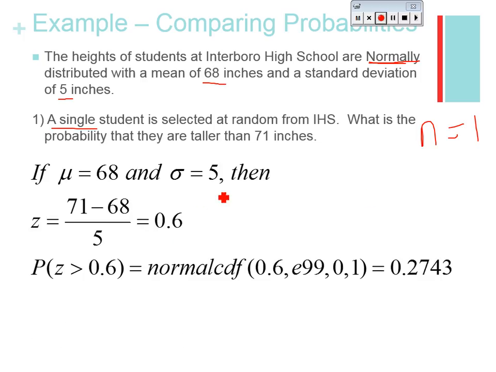In order to answer this, first I have to check the 10% condition. If I'm sampling one student, I would need to assume that there are at least 10 students in the population. Safe assumption there. So the mean for this would be 68 inches, just like the population, and the standard deviation would be 5. For the z-score, I would do 71 minus 68 divided by 5, which comes out to be 0.6. Then I take the normal CDF from 0.6 to E99, and that comes out to be roughly 0.2743. So that's question number 1.